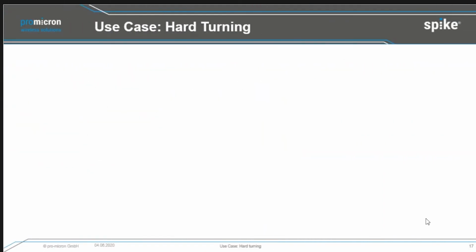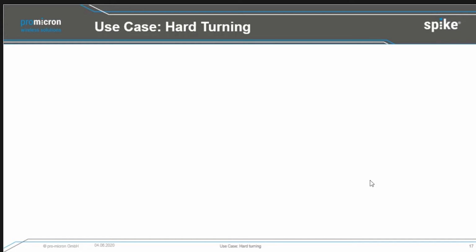Good. Before I go on with the use case of hard turning, are there any questions so far? Good. Then I'll move on to the specific use case.